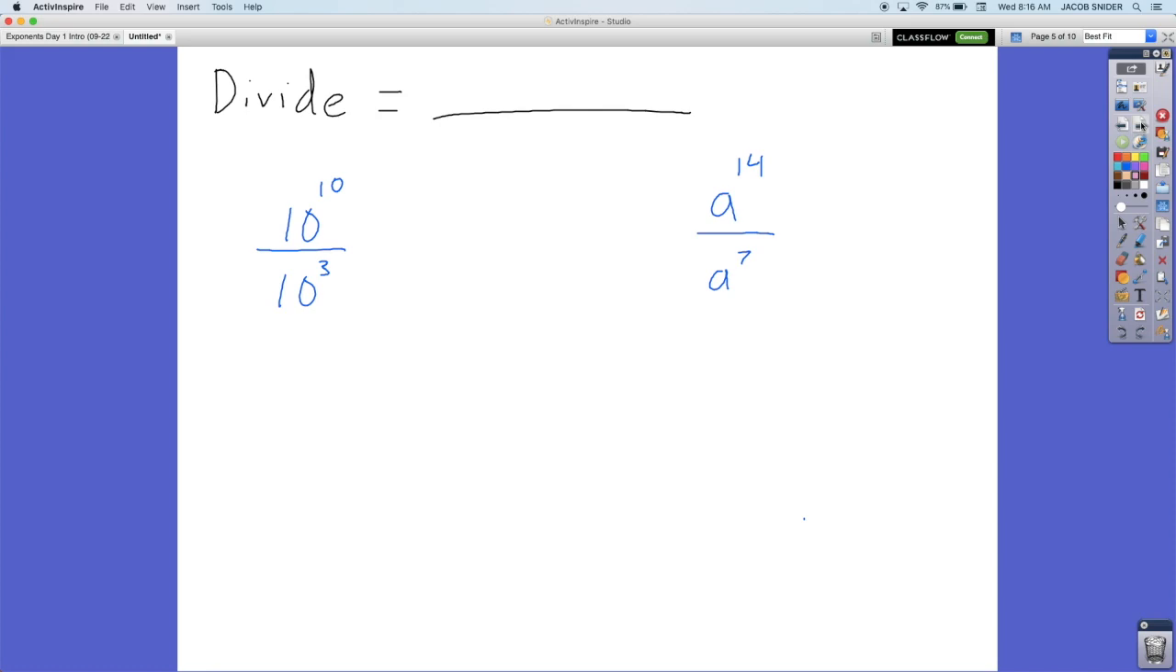Here's the next one. Now we're going to talk about division. So we just talked about multiplying and we added. We're going to talk about division where we do what? We subtract. Same idea. Match up the bases and then subtract my exponents. So let's take a look at this one right here. We got 10 to the 10th and 10 to the third. So we're going to subtract my exponents.